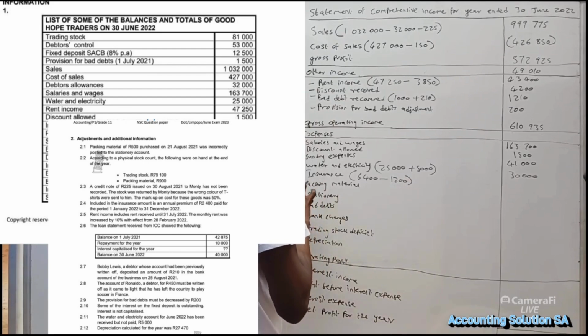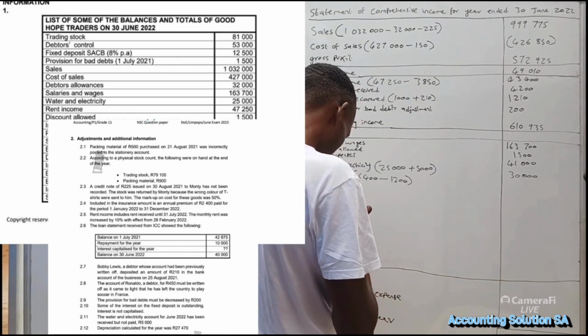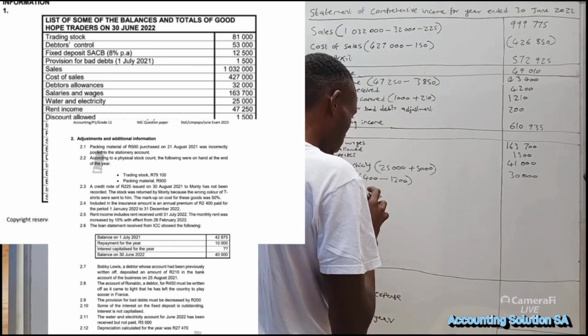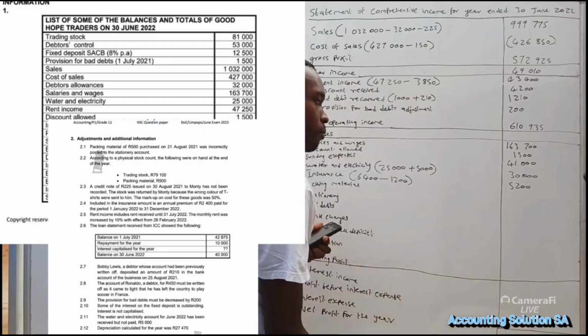Okay, then after that, you just calculate and you're going to get the amount of how much? 5,200. Very simple, guys. Very simple.